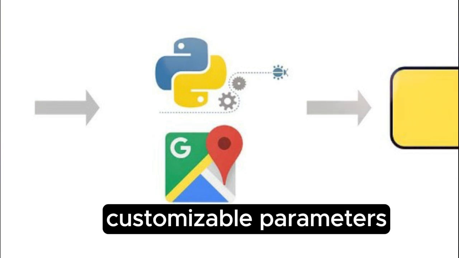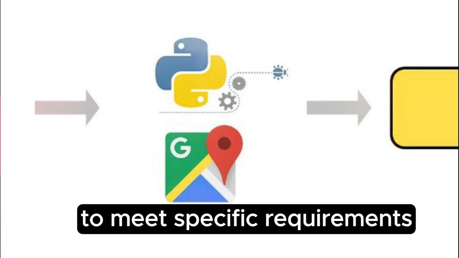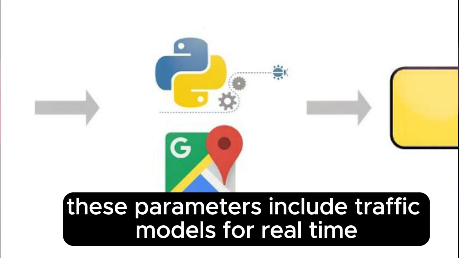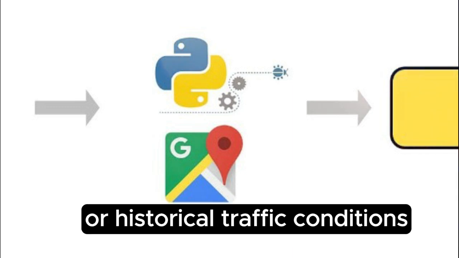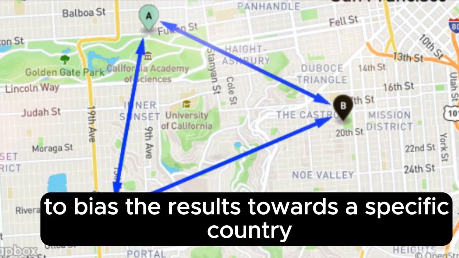Customizable parameters. Developers can fine-tune the API's parameters to meet specific requirements. These parameters include traffic models for real-time or historical traffic conditions, language settings for localized responses, and region codes to bias the results towards a specific country.